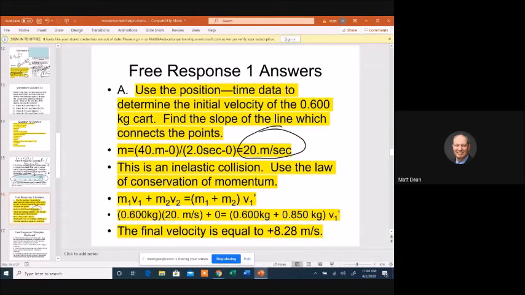Remember, this is an inelastic collision, so we're going to use the law of conservation of momentum. I would go ahead and, first of all, write out that equation, just so they know you know what you're doing. Then plug in numbers. This was the mass of the original cart, 0.6. That cart was going 20 meters per second. The second cart had 0 momentum to begin with because it wasn't moving. And that's equal to the combined masses, 0.6 plus 0.85, times the new velocity after the collision. Solve that out for V1, and we end up with a final velocity of 8.28 meters per second.